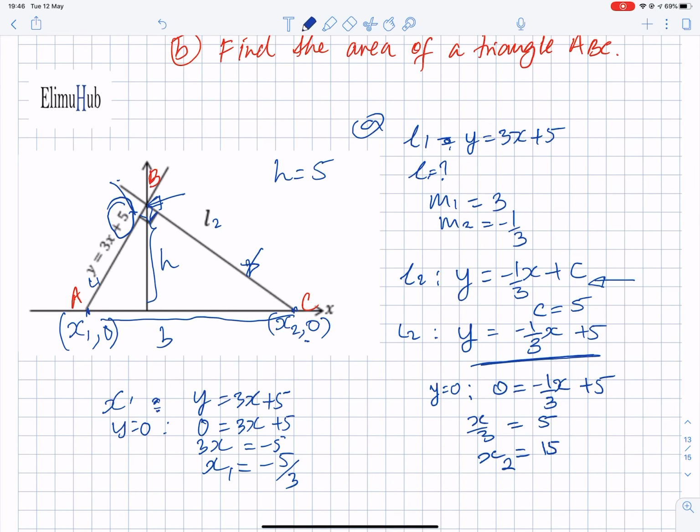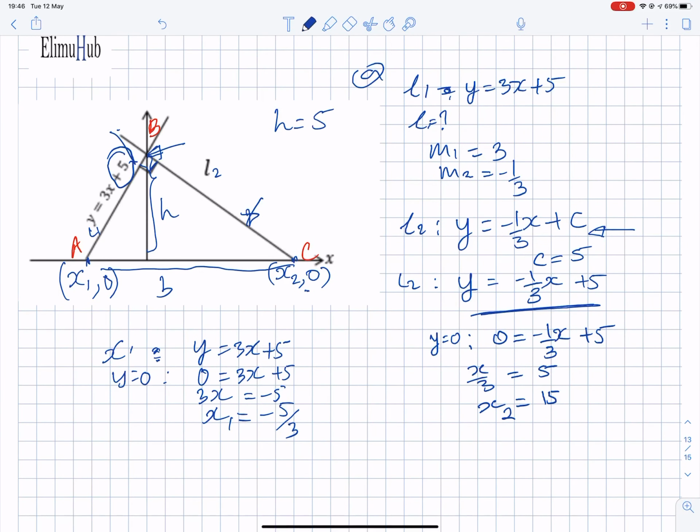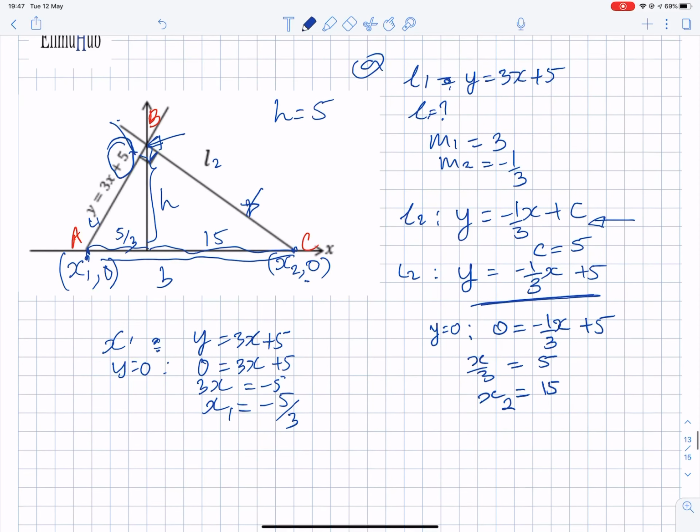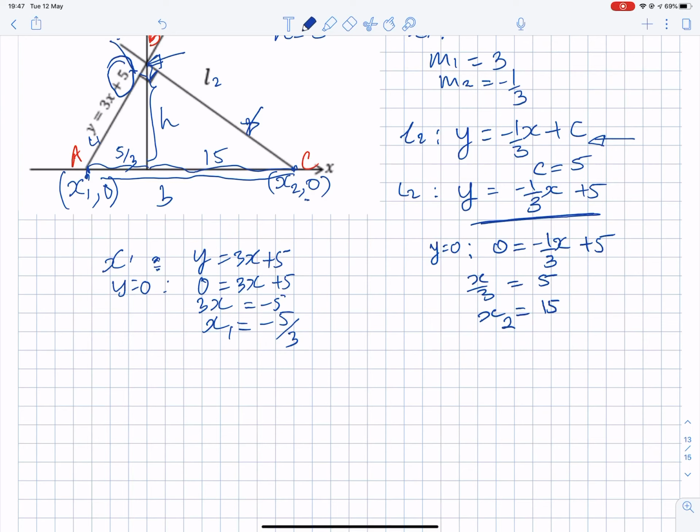So that's our x2. So we know from there to there, if this point is negative 5 over 3, that means this distance here is 5 over 3, and this distance from there to there is 15. We need to find the whole of b. So b is going to be 5 over 3 plus 15, which is equal to 5 plus 45 over 3, which is 50 over 3. So now I have my b and I have my height.